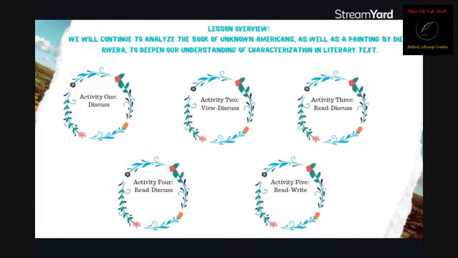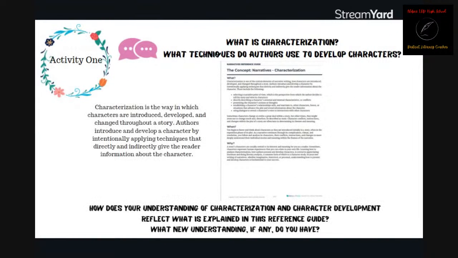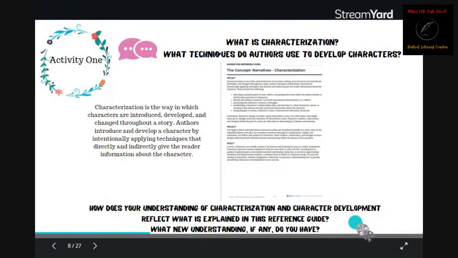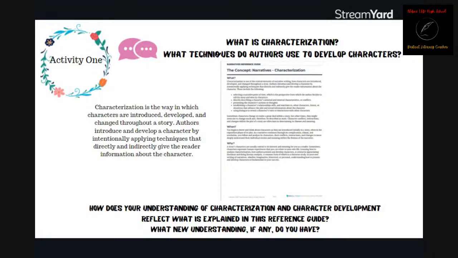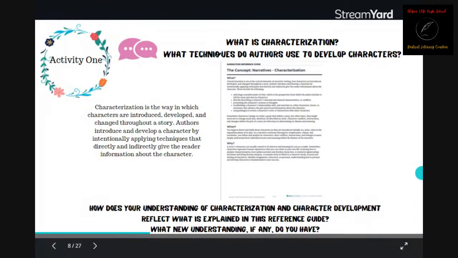So now we'll take a closer look at the 5 activities that make up lesson 1. In the first activity, students discuss with a partner the questions on the screen. What is characterization and what techniques do authors use to develop characters? Next, they review pages 14 through 18 of the Narratives Reference Guide and discuss the second set of questions with their partner. So, how does your understanding of characterization and character development reflect what is explained in this reference guide? What new understanding, if any, do you have?